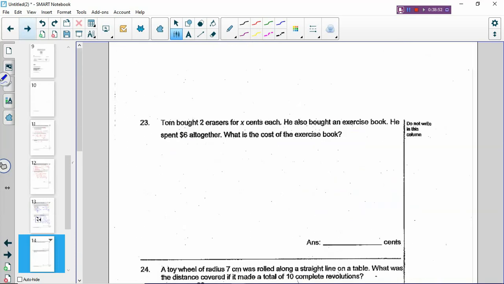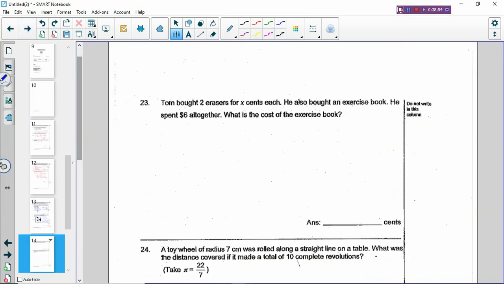Now, question 23, algebra again. Tom bought 2 erasers for X cents each. He also bought an exercise book. He spent $6 altogether. So what is the cost of the exercise book? Now, if you're confused and you don't know what the first step is, then just change the X to maybe 10 cents. Give a simple number, and then it becomes like a primary 1 or primary 2 question. So what do you do to get the cost of the exercise book?